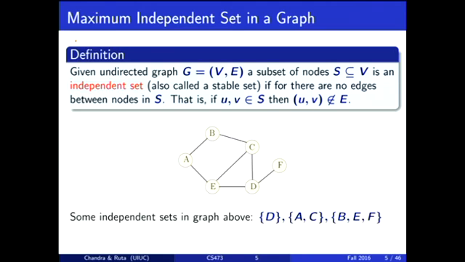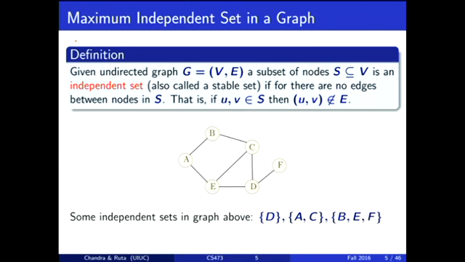For example, D is independent, right? Because there's no other vertex. Any single vertex is an independent set. What about A and C? They don't have any edge between them. And B, E, and F also are an independent set. Everybody knows what an independent set is?